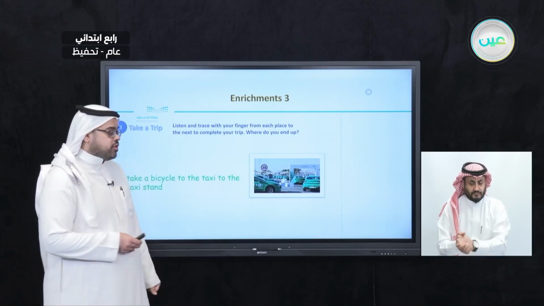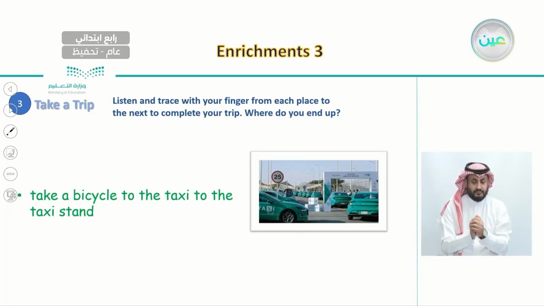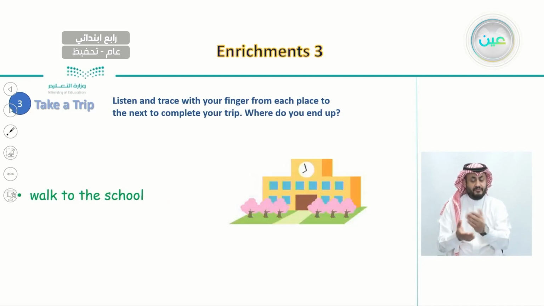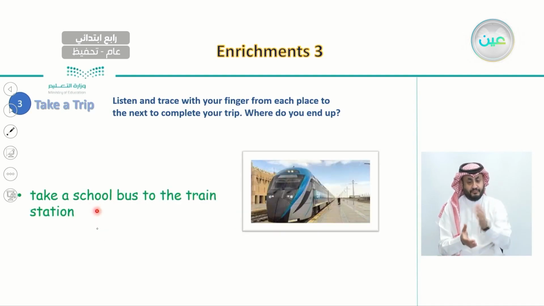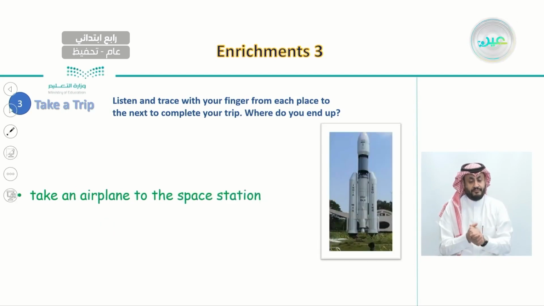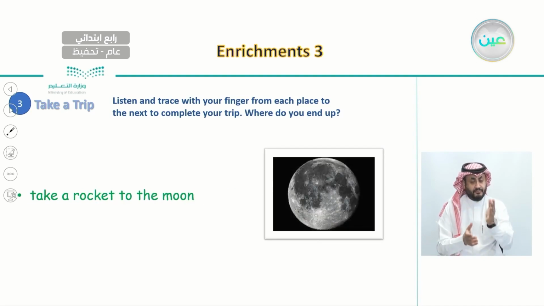So let's start with the first one. Take a bicycle to the taxi stand. And after this, take a taxi to the hospital, and then walk to the school, and take a school bus to the train station, and take a train to the airport, and take an airplane to the space station, and take a rocket to the moon.